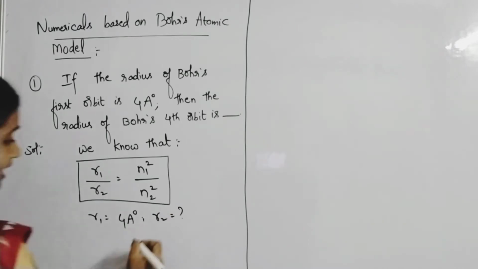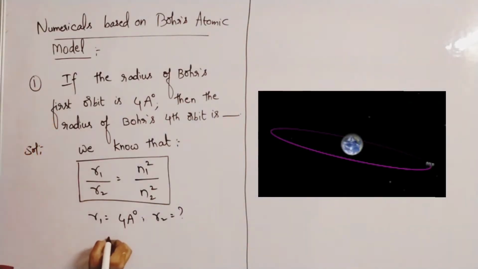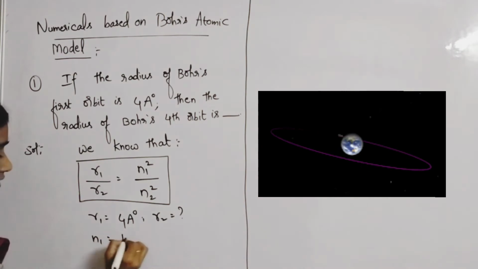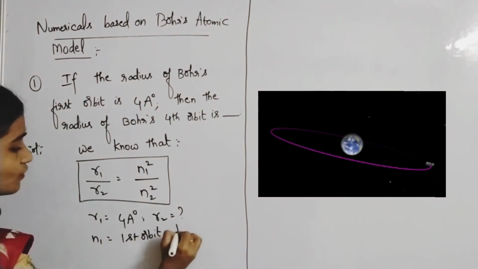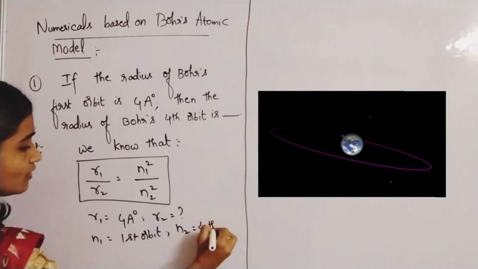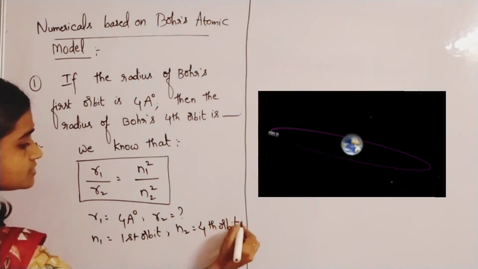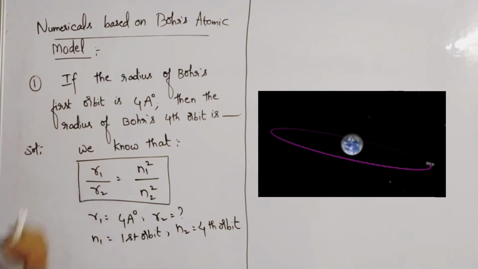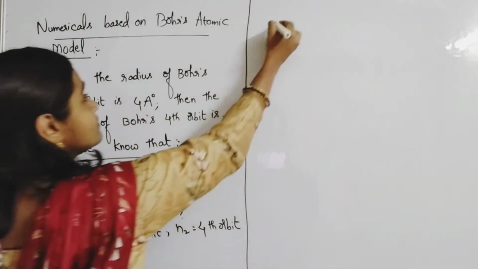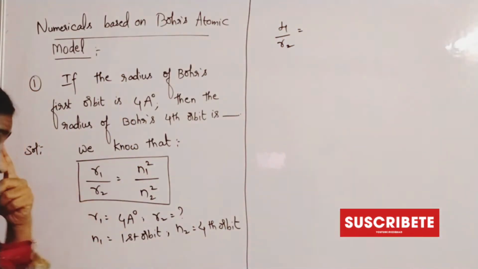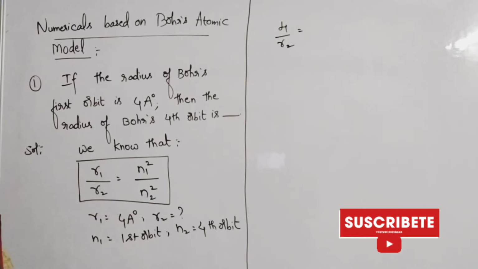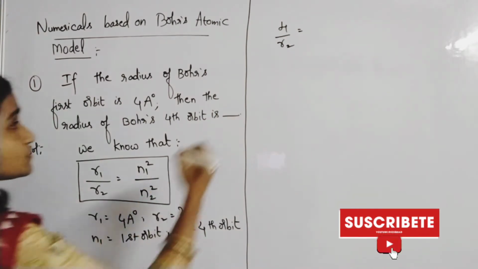N1 is 1, the first orbit, and N2 is 4, the fourth orbit. Now substitute these values in this formula. You will be getting R1 by R2 equal to 4 by R2, which is equal to 1 square by 4 square.